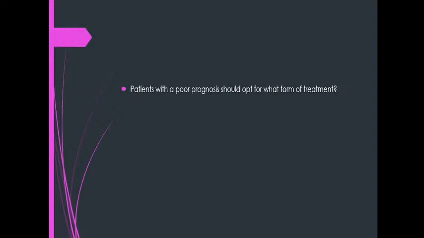All right, now patients with poor prognosis should opt for what form of treatment? Bone marrow transplant. Why do we need bone marrow transplant? Because the cells have already been abnormal for quite some time now. What's one of the things that differentiate neoplastic cells? They replace normal cells, right? And they invade normal tissue. So, in order for a patient to have a good outcome, they need to have bone marrow transplantation.